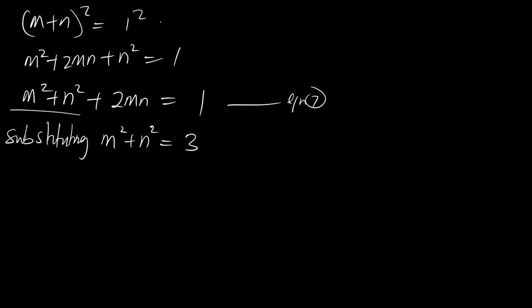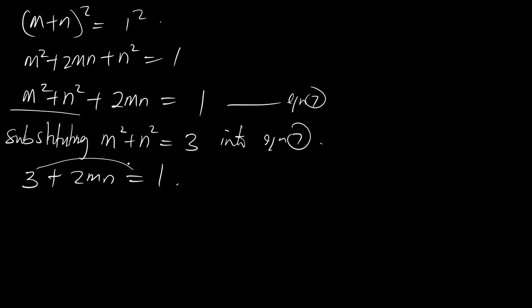Substituting m squared plus n squared equal to 3 into equation 7, we now have 3 plus 2mn equal to 1. So now if you move this to the other side, you have 2mn equal to 1 minus 3. So 2mn is equal to minus 2.